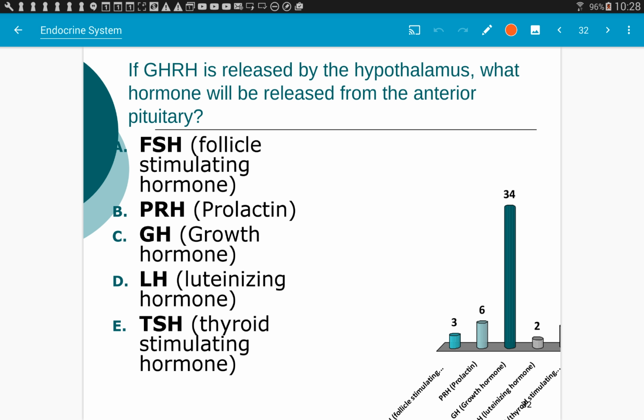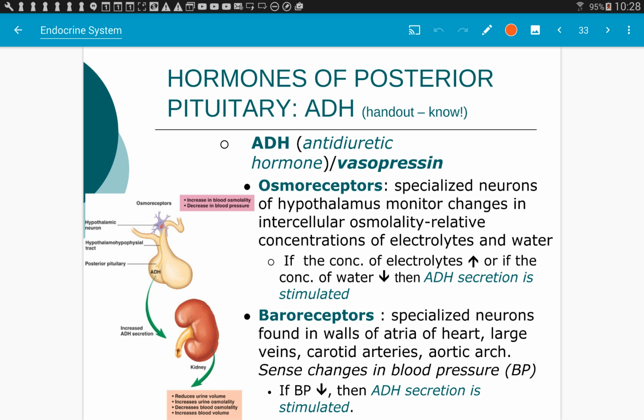So if GHRH, growth hormone releasing hormone, is released by the hypothalamus, what hormone will be released from the anterior pituitary? Yeah, growth hormone. Did you guys enjoy the cartoon? Okay, good. The cow working out using growth hormones.